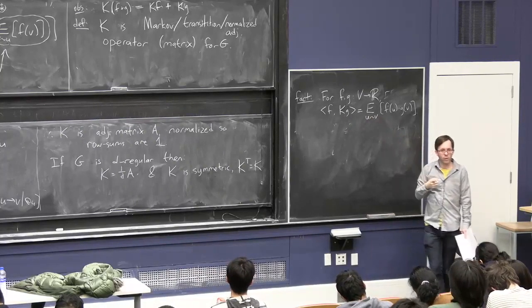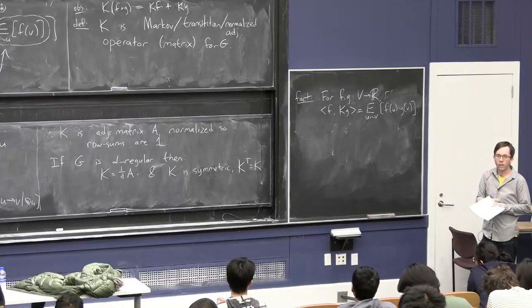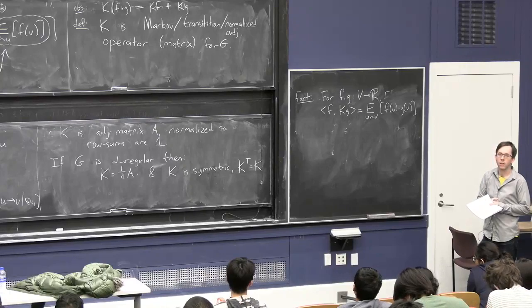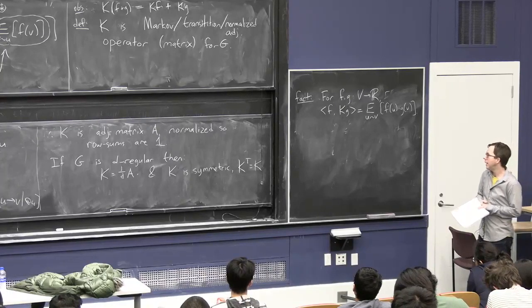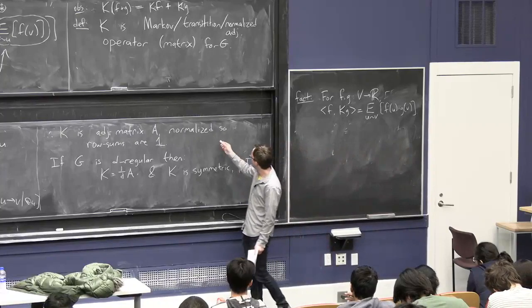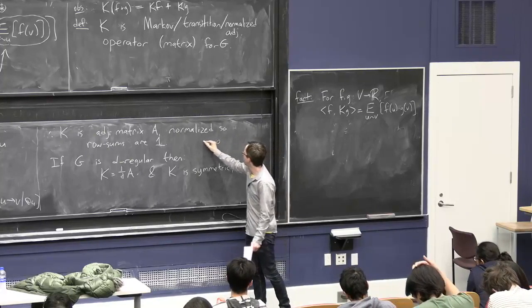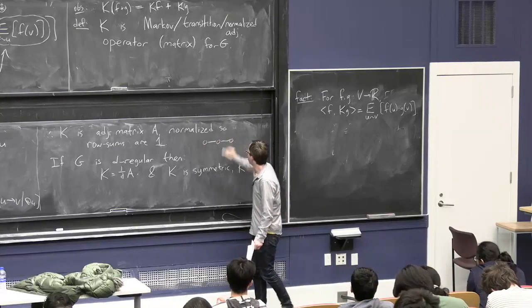Do you have a question? Yeah, so if we're saying that K is symmetric, is that only true when G is d-regular, or should that not always be true? It need not always be true. Let's see if we can come up with a counterexample. Let's make an irregular graph. It's very hard. I guess this graph is irregular.